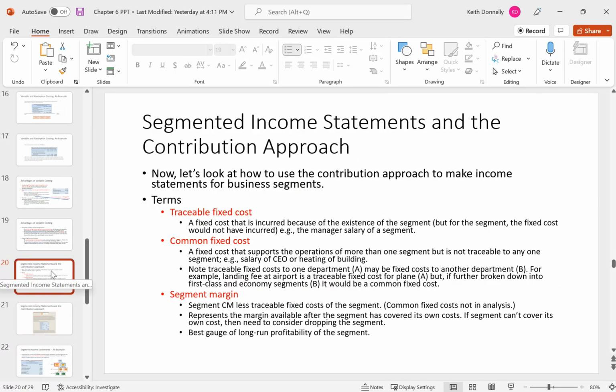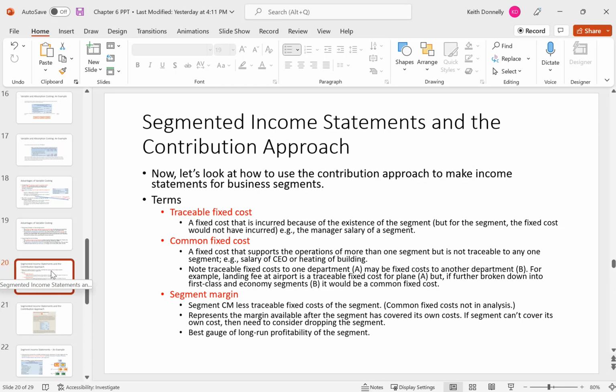All right, a few other items here. Let's look now at how to use the contribution approach to make income statements for business segments. A segment may be an operating division or a line within the company, like different segments of the business. A few terms we have to define up front: traceable fixed costs, common fixed costs, and the segment margin.